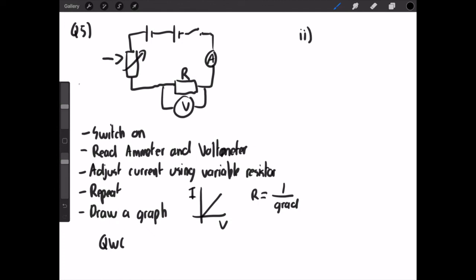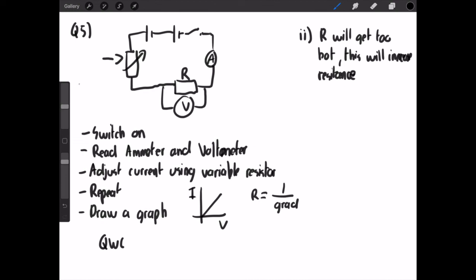Part 2, explain why the student should open the switch after each reading. That's simply because the resistor will get too hot. If you leave it on, it may overheat. Now, that might not be a problem as in it's going to set fire or be dangerous, but this will increase the resistance. Hot objects tend to have a higher resistance, so the resistance will be getting bigger and bigger as it gets hotter and hotter, which means it's not going to be very consistent.